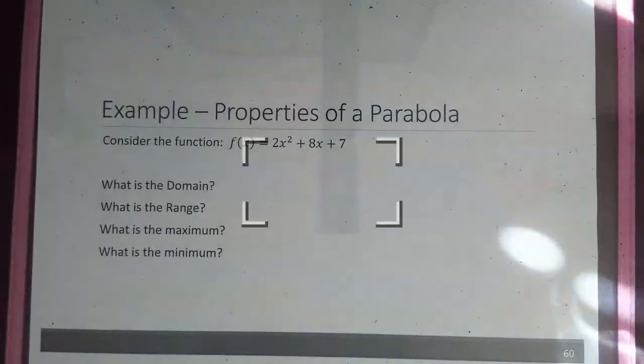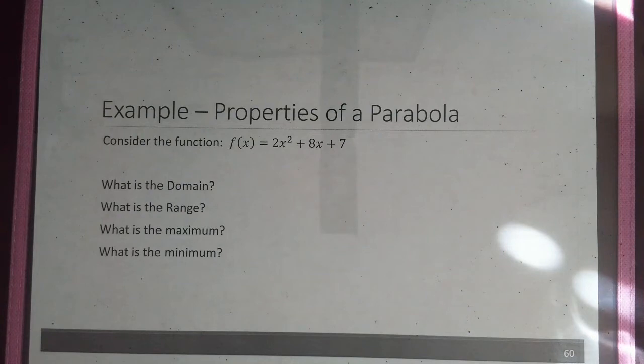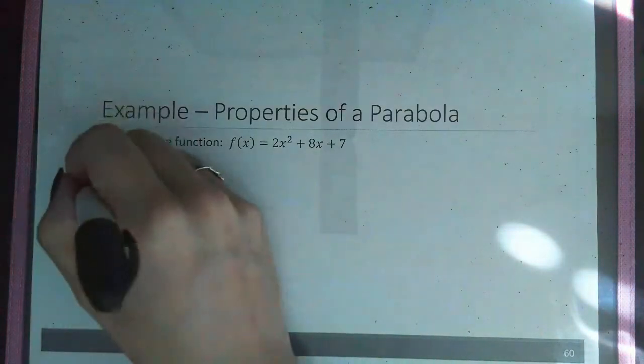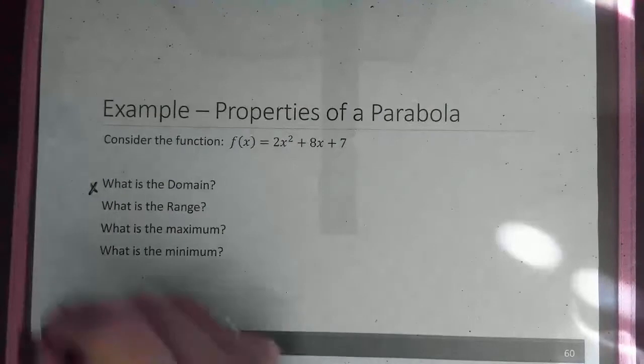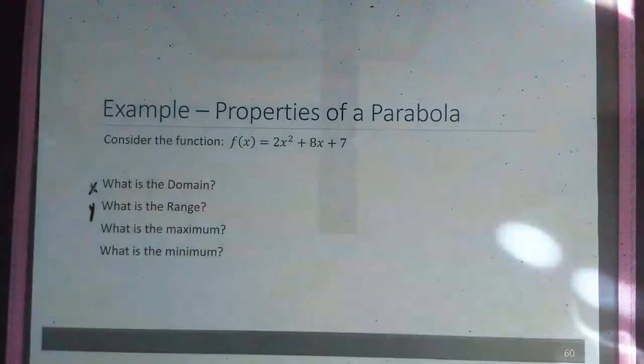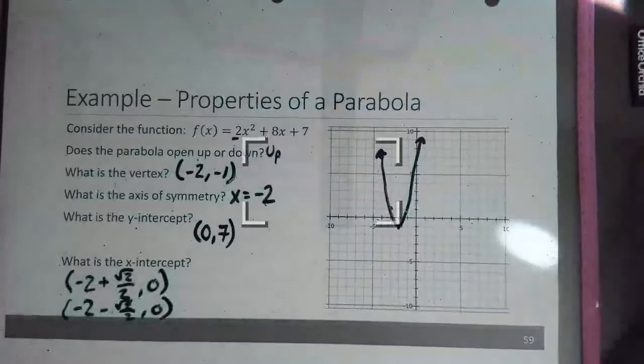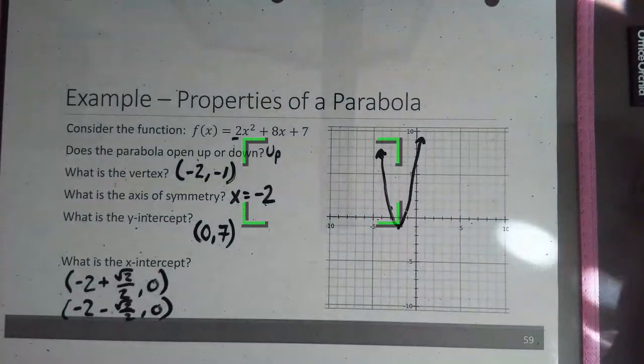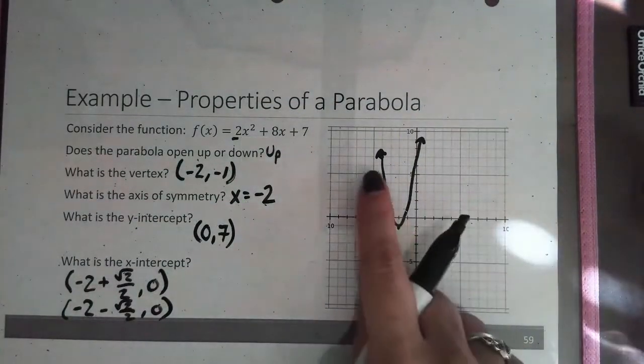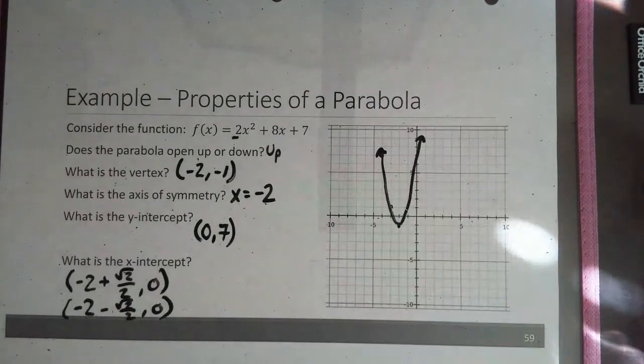We are going to reference back to that graph a little bit by looking at a few more properties. First off, we want to know what is the domain and what is the range. So when we're thinking domain, we're thinking x values. When we're thinking range, we're thinking y values. So for the domain, that's asking what x values we're going to touch. Well, this opens to the left and to the right, so we're going to be going left and right forever.